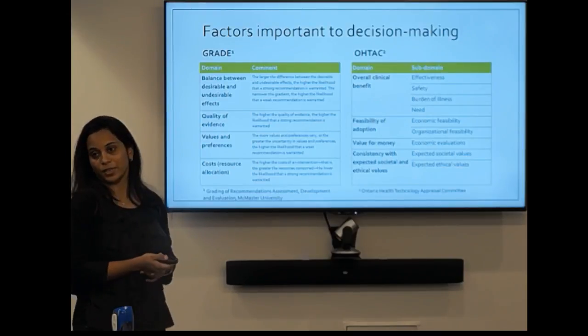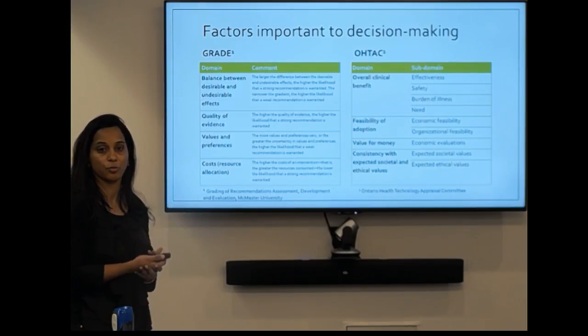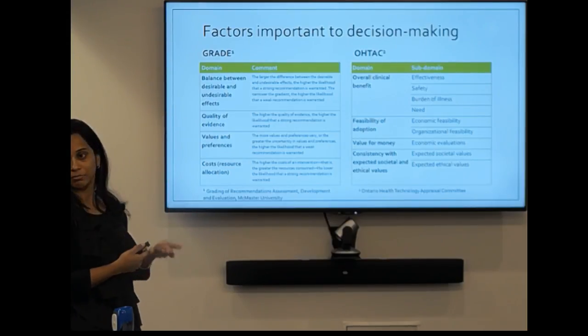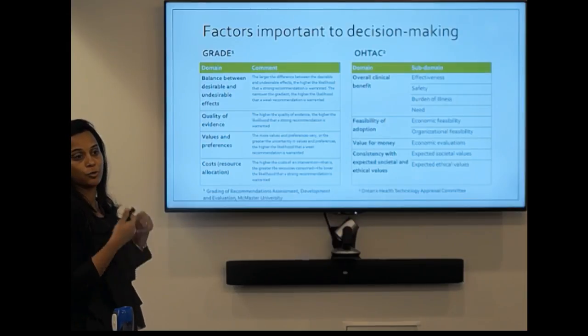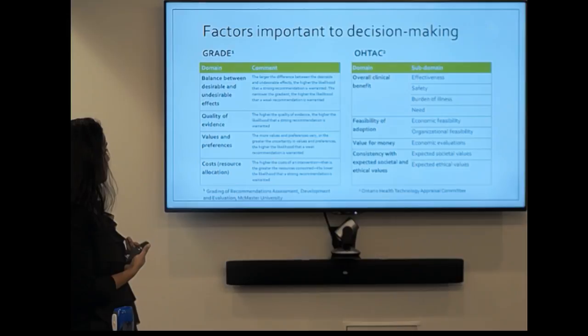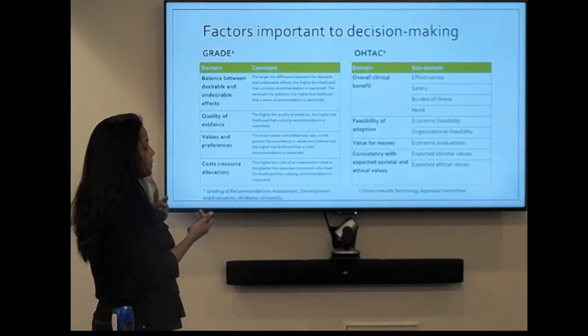So now we aren't the first people to ponder this question. There have been other frameworks. GRADE, most of you may have heard of it, also came up with a framework for making recommendations. But these are a good starting point, but they're fairly vague.